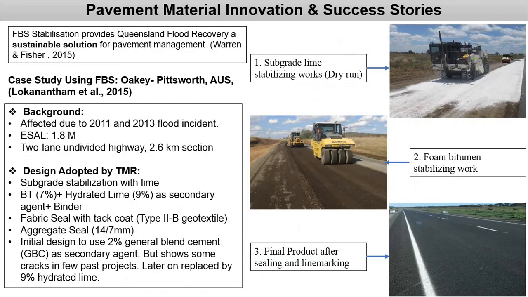In this case study, they first proposed 2% blended cement GEB as a secondary agent in FBS, but later found in a past project that it left some cracks in the base layer, so they replaced it with 9% hydrated lime. So the new design is 7% foam bitumen plus 9% hydrated lime as a secondary agent plus binder.